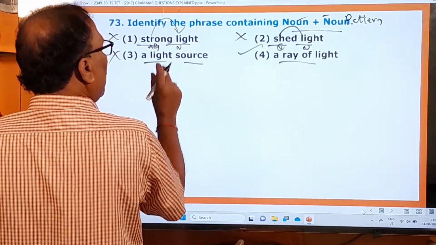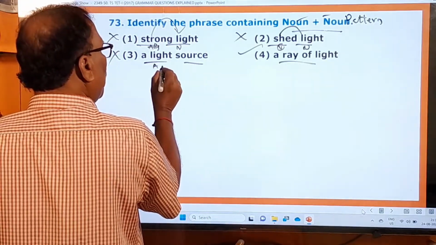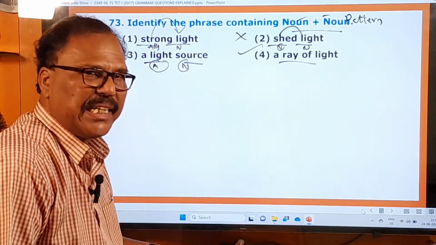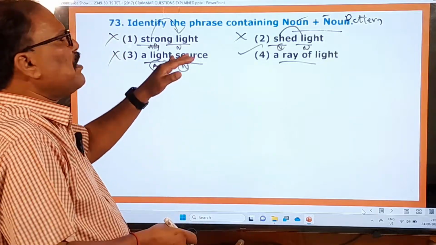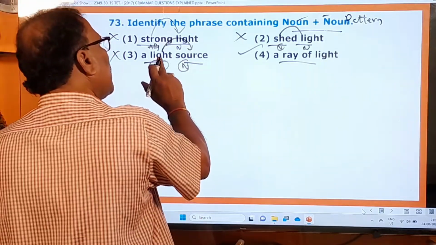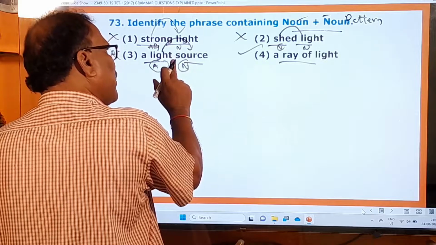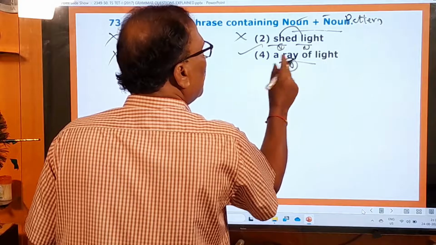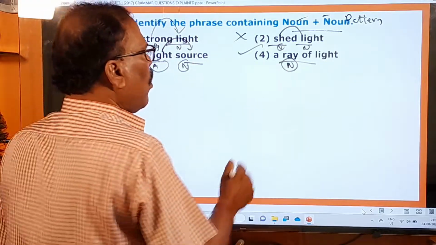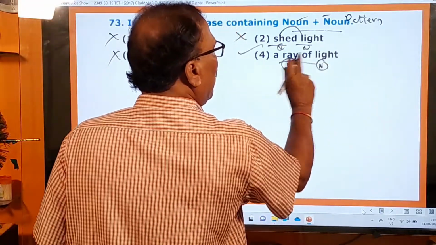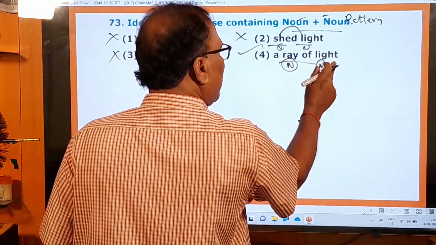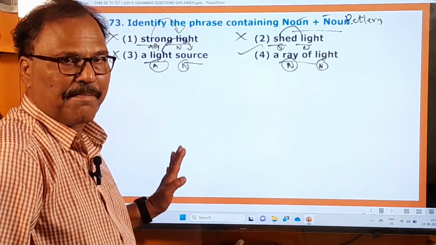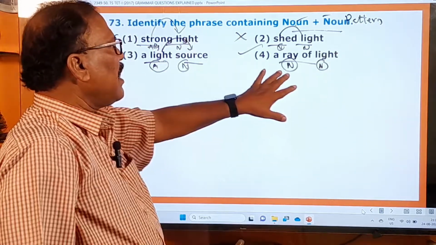Light source is there. Don't get confused. Light here is an adjective and source is a noun. Light means very scarce, very scanty, a very small source. Light source. That's why it's an adjective plus a noun, and therefore this also doesn't come under this pattern. And here ray is there. Ray means a beam of light. Ray of light is noun plus noun. Only this comes under the noun plus noun pattern. As far as my knowledge goes, I can say noun plus noun.